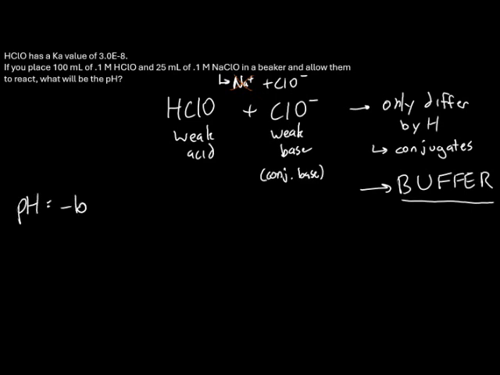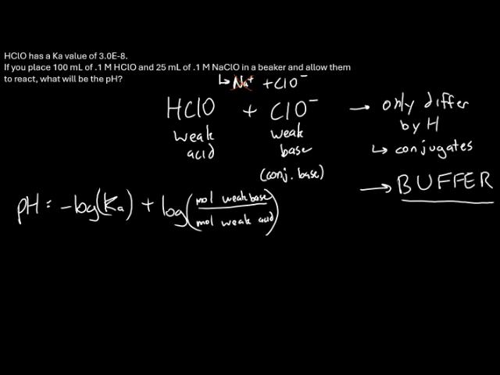Now, the pH of a buffer is governed by this equation. pH will equal negative log of Ka of the acid plus log of the moles of weak base divided by the moles of weak acid. Now, we were given our Ka value of 3.0 times 10 to the negative 8. Therefore, we know the Ka.